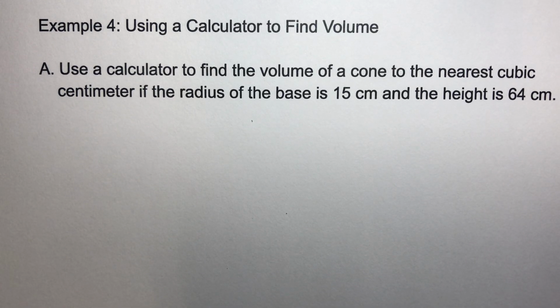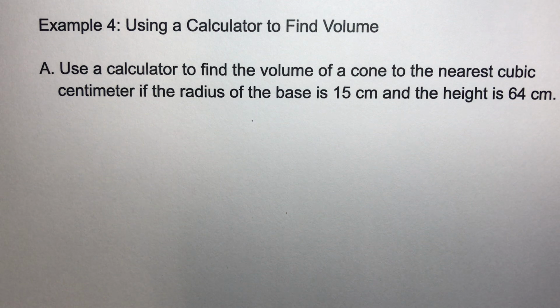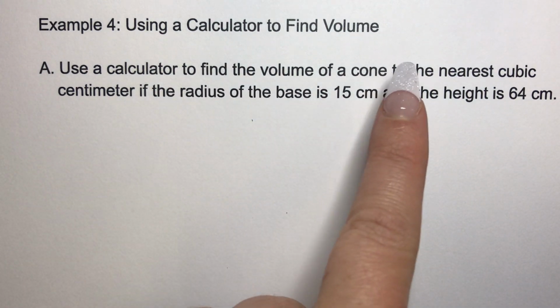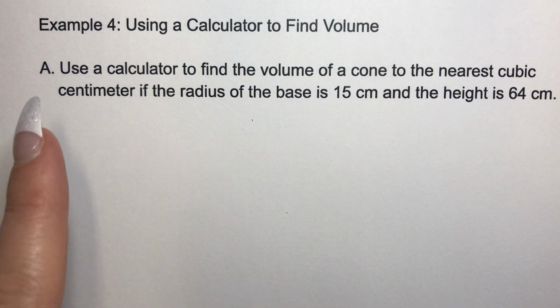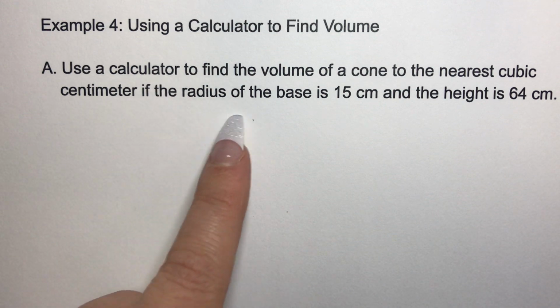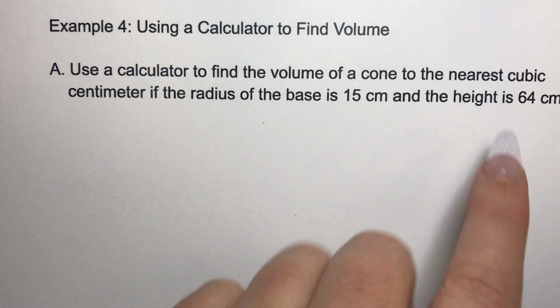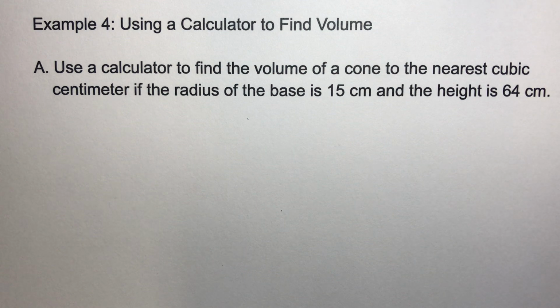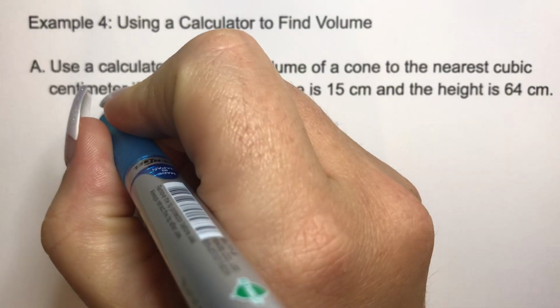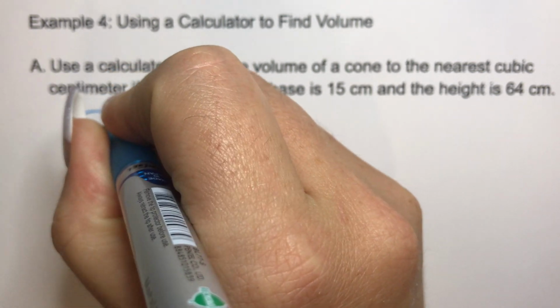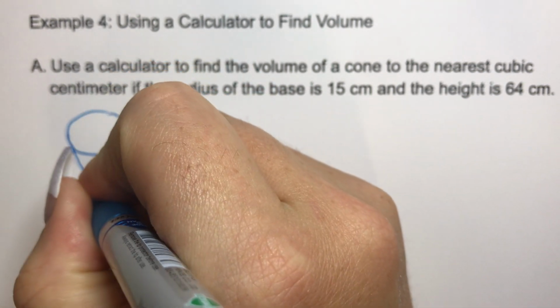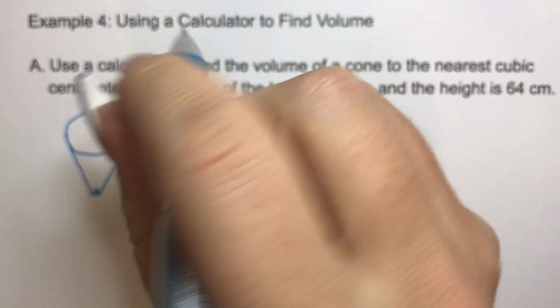Welcome back. For example 4, we're going to be using a calculator to find volume. It says on A, use a calculator to find the volume of a cone to the nearest cubic centimeter if the radius of the base is 15 centimeters and the height is 64 centimeters. So let's go ahead and draw a picture. So it's a cone. So we got a circle and it comes to a point here.